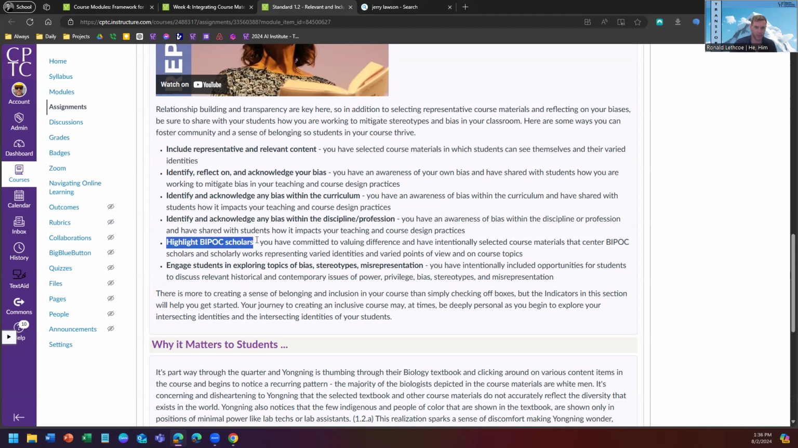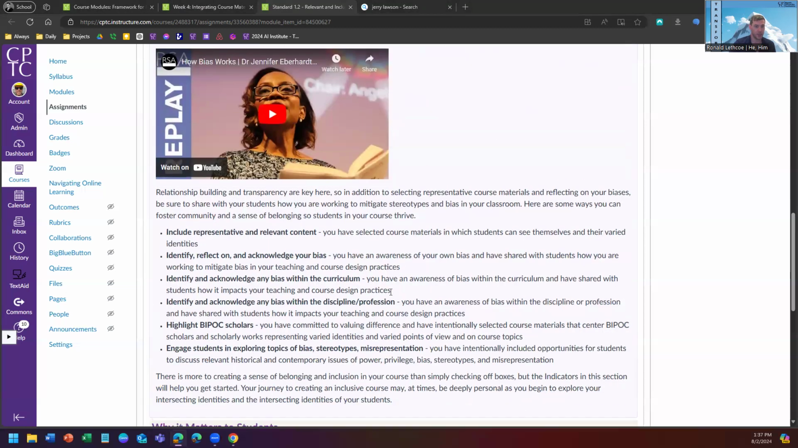Highlighting BIPOC scholars, so saying the names of the people that are doing these things. We just had the example of Jerry Lawson. And then engage students in the topics of bias, stereotypes, and misrepresentation. So giving students a chance to talk about it and have a discussion if there's time and you feel there's a need for them to do that in your class.